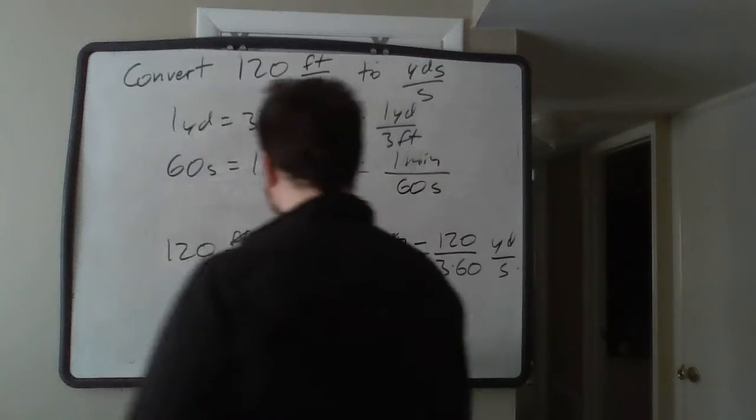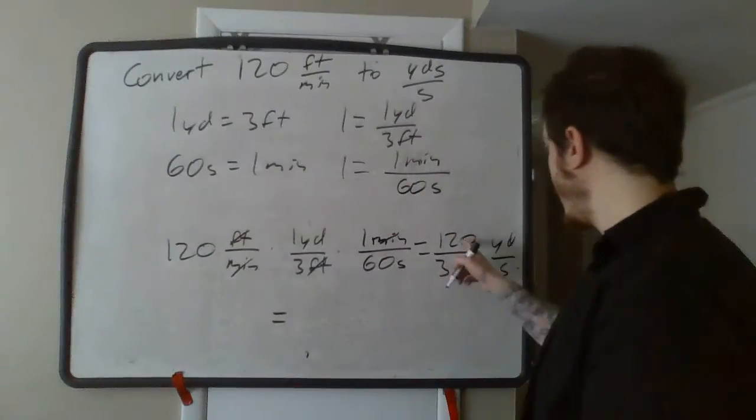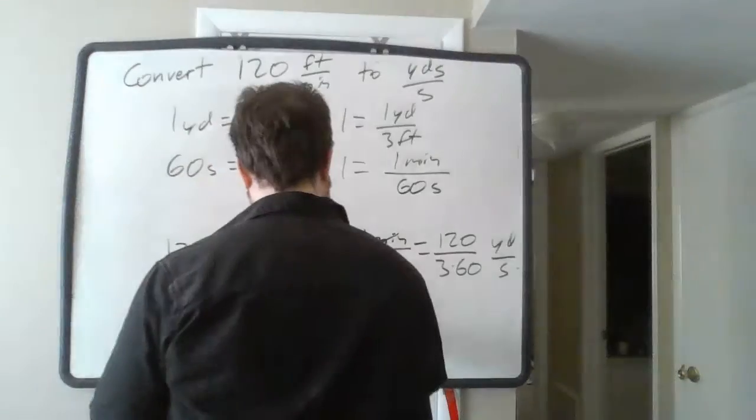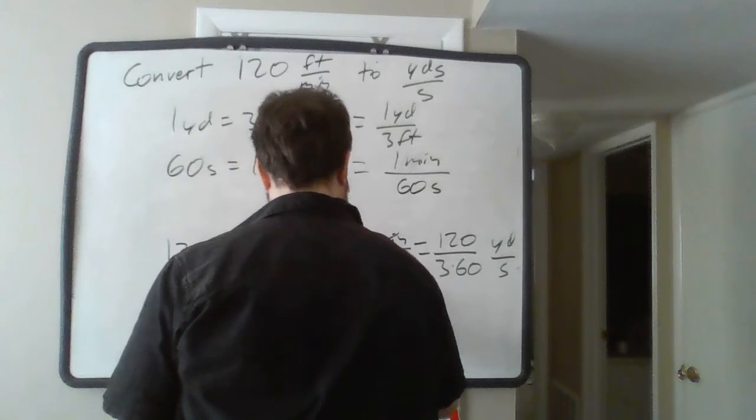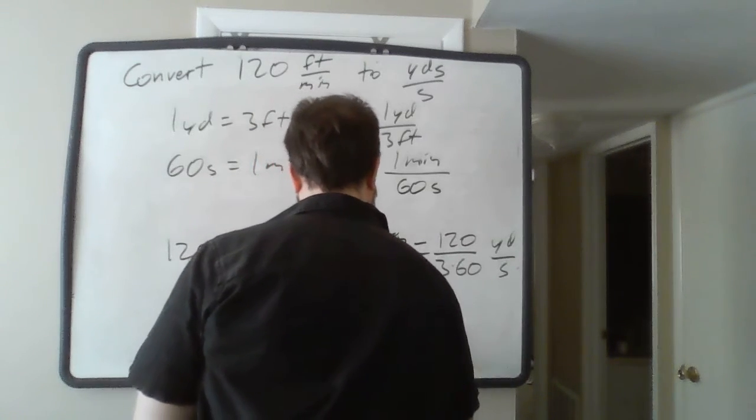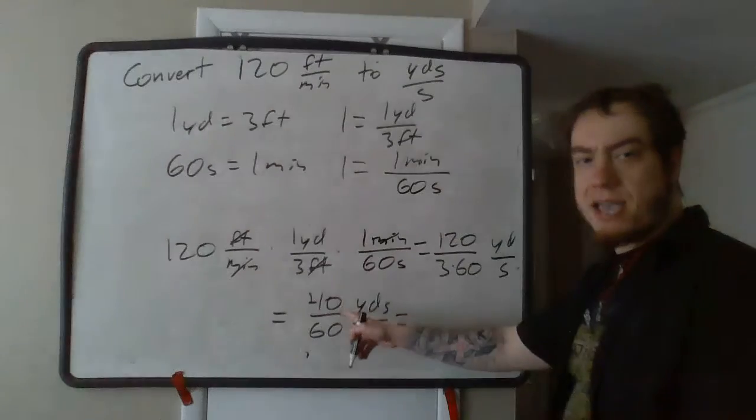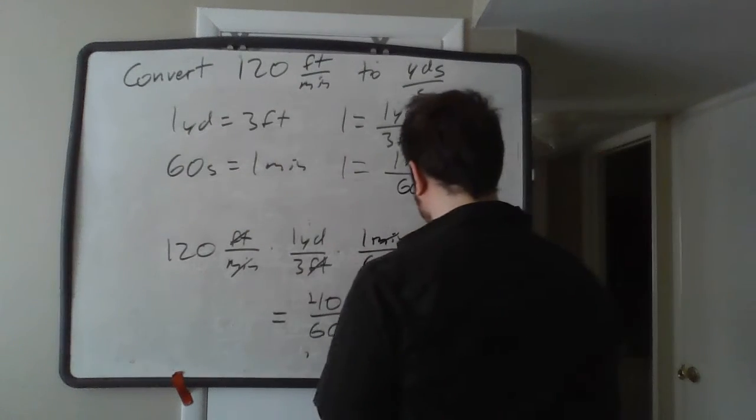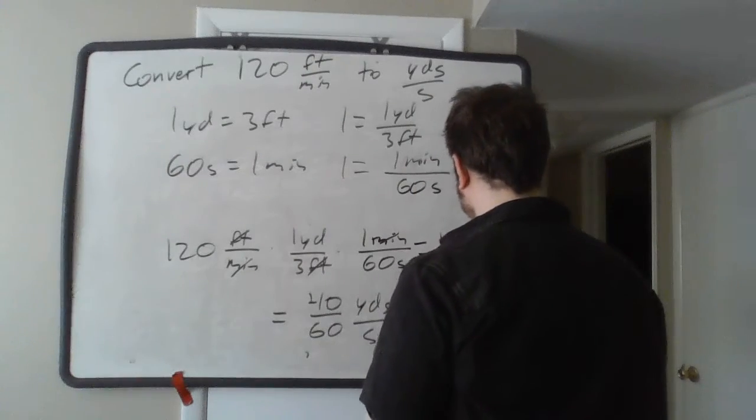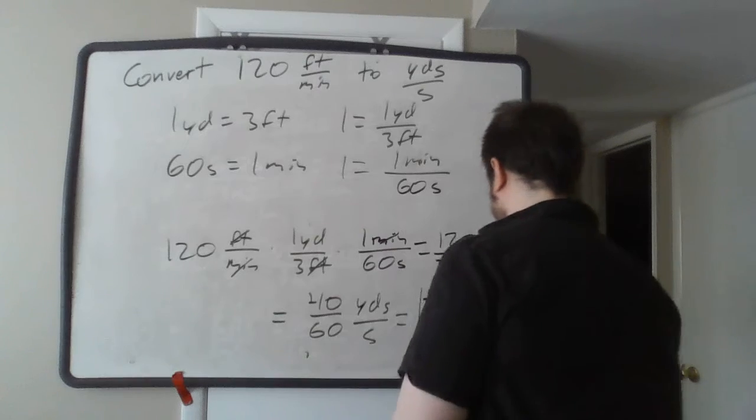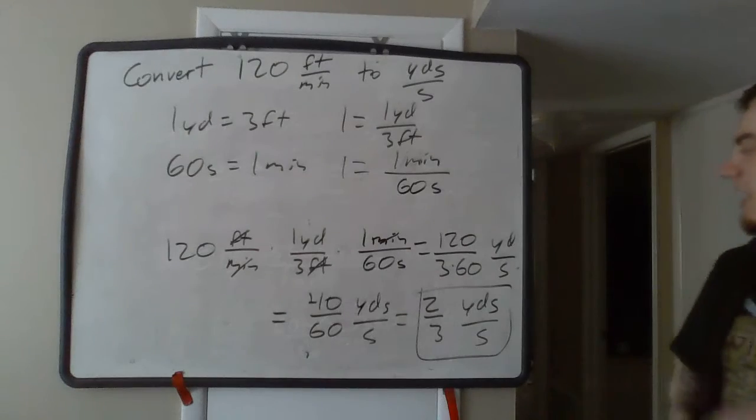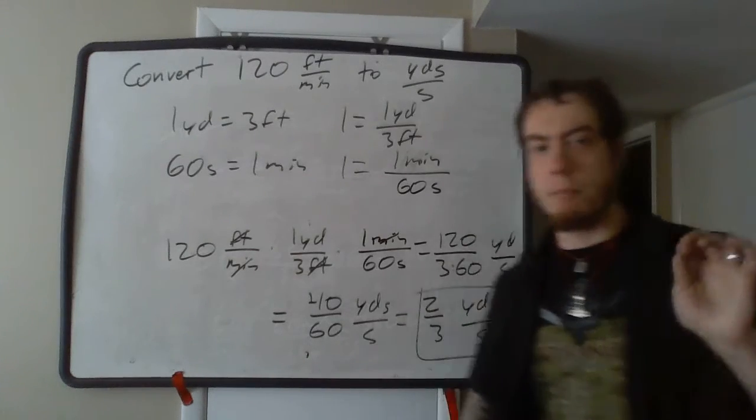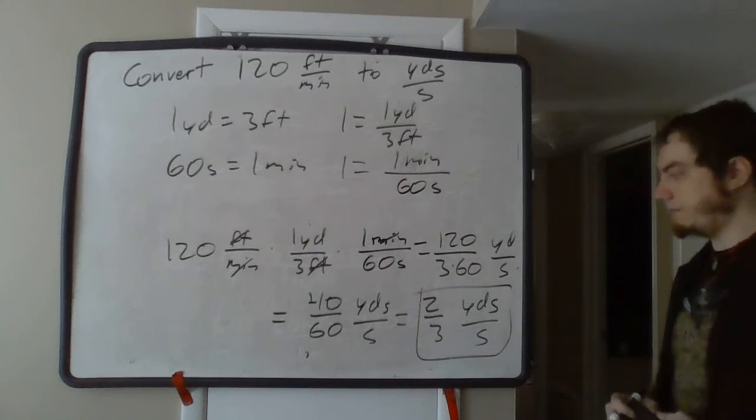Well, this simplifies a bit. I can divide the 3 into the 120, and I get 40 over 60 yards per second. But that I can simplify further into 2 over 3 yards per second. So we end up with 2/3 of a yard per second as our speed.